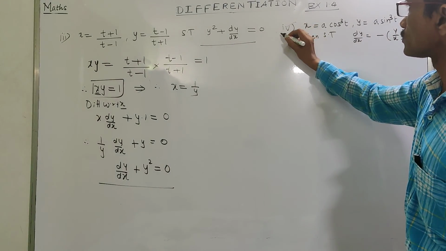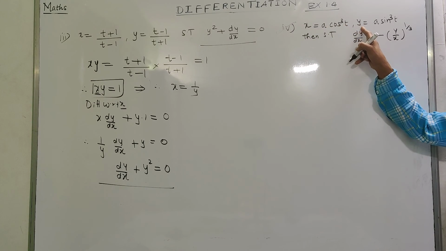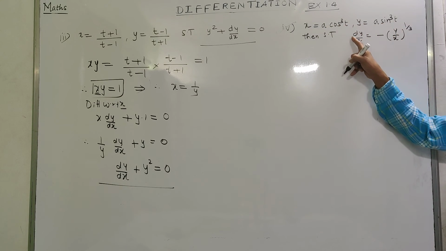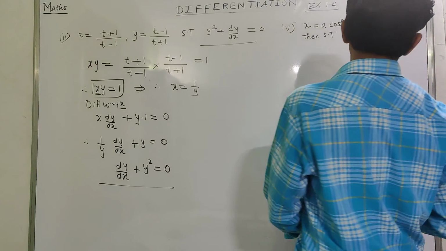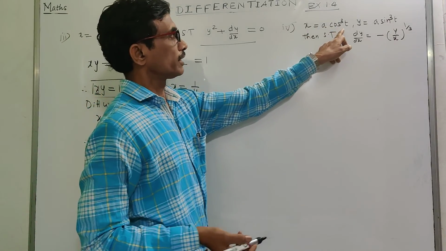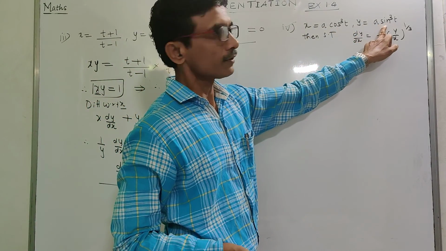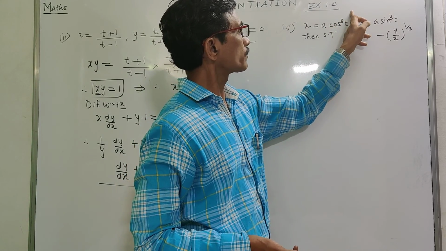Next question, that is the fourth. x is a cos cube t, y is a sin cube t, and we want to show dy by dx is equal to minus y upon x raised to power 1 by 3. So we will differentiate this, dx by dt and dy by dt. Power is raised to power 3, so it will be 3 cos square.